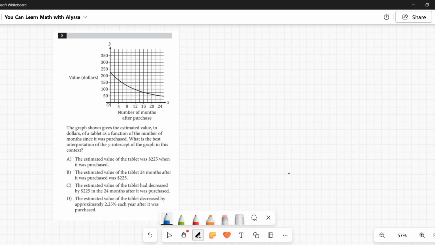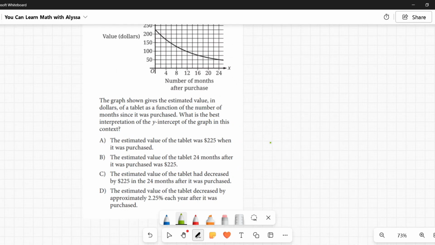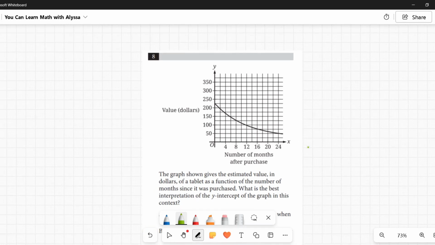I say this because it's very easy to go through and read these 4 options and note that one or more of them are correct. Like you might see one and go, oh, that's a true statement about this graph. That's my answer. But just because it's a true statement about the graph in general doesn't mean it's answering the question. So let's look at just the question. It says, what is the best interpretation of the y-intercept of the graph?